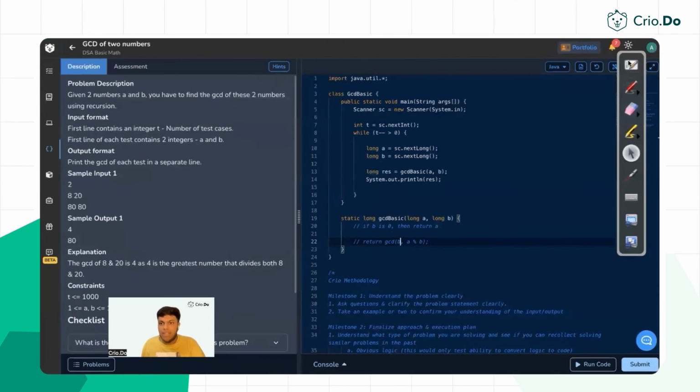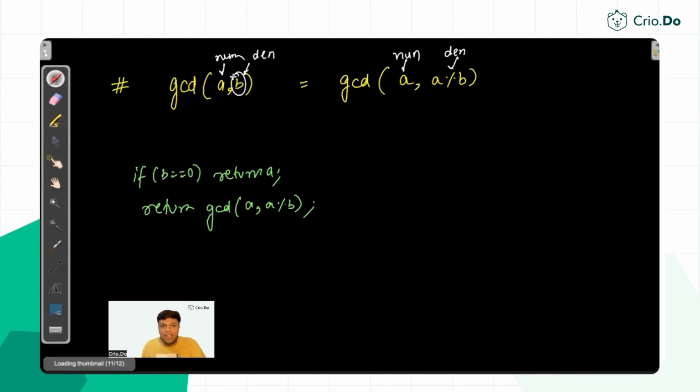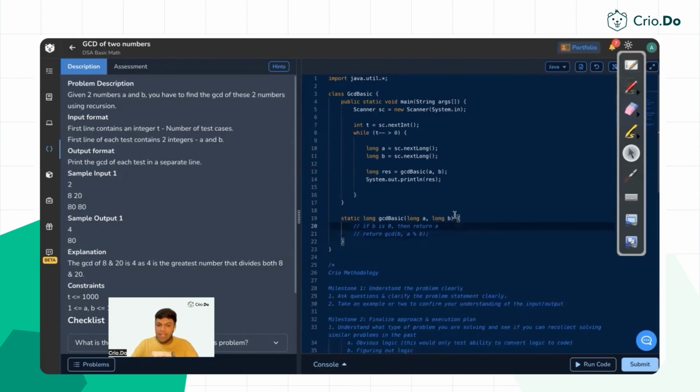Actually, we have written something wrong. Why? The previous denominator is becoming the new numerator. If I am taking the denominator as B, it is going to become the new numerator. So it is B, not A. Here also it is B, not A. And what will be the new denominator? It will be the remainder, A modulus B. That is correct. So B comma A modulus B. Now, these two lines are there.